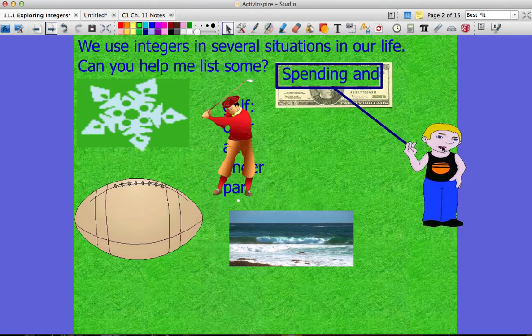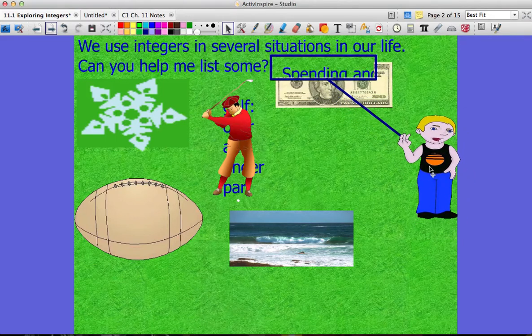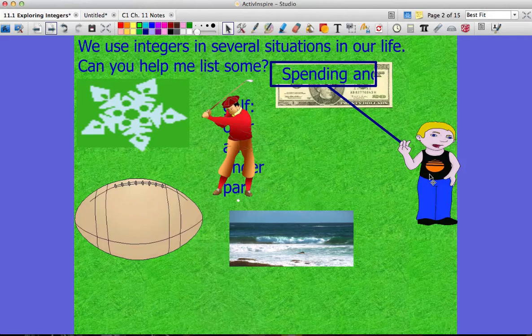And money. A lot of times we don't think of money as a negative, but you can have a negative amount of money in your bank account. If you borrow $10 from a friend, you owe them $10. This means you have a negative $10 in your account. If you deposit $10, that means you would have a positive $10 in your account.